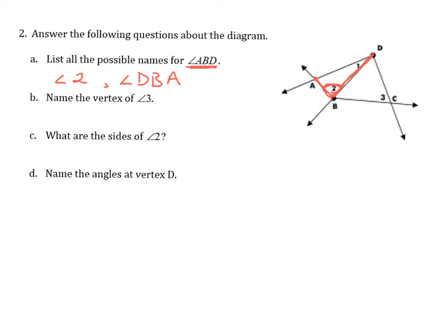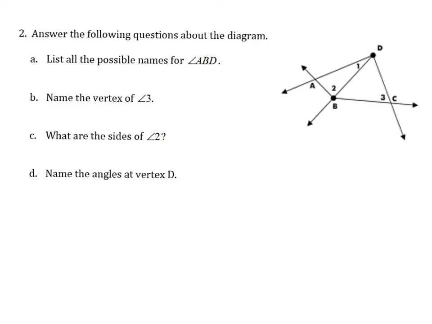Now, in this case, B is the vertex, but I cannot just call it angle B. Because once again, I'm not sure if I'm referring to this angle, or this angle, or this angle, or this angle. So angle B is not an option here. Next question wants the vertex for angle 3. So it looks like they're referring to this angle right over here. So if I were to trace it out, it would be this one. And it looks like the vertex would be this point, which would be point C. So I can just name that with a capital C.